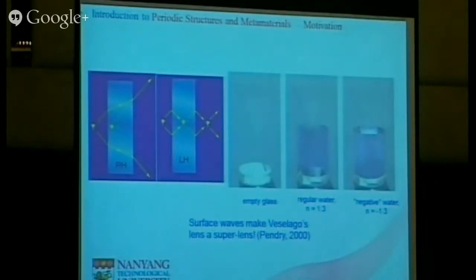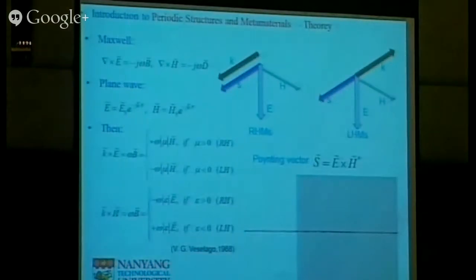This is visualized in this way, as a continuation of Vassallo's experiment that I showed earlier. If you see an empty glass, the straw looks like this, and in a conventional dielectric like regular water, which has a refractive index of 1.3, you get a slight refraction and a slight bending. If it were a negative water, we don't have negative water, but for the sake of argument, it should reflect in the other direction, like this. So the concept of the super lens came because of this. The surface waves make it a converging one.